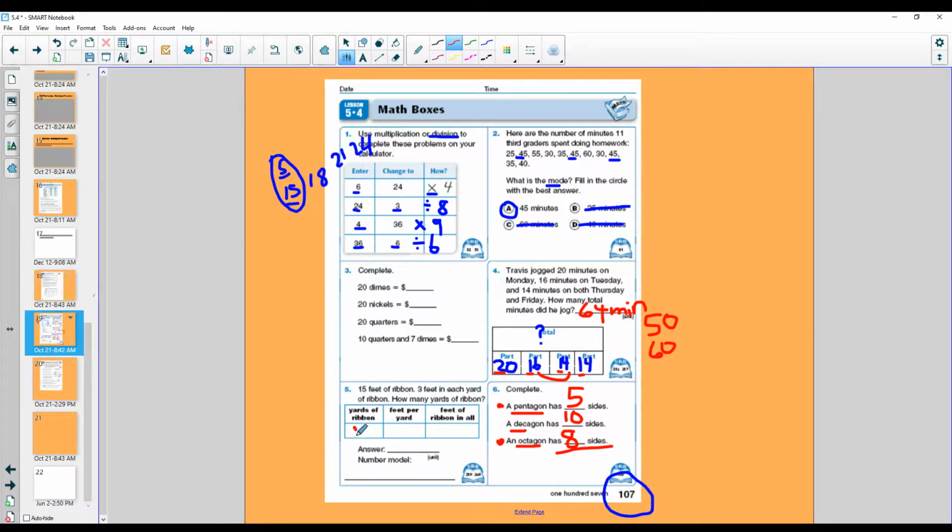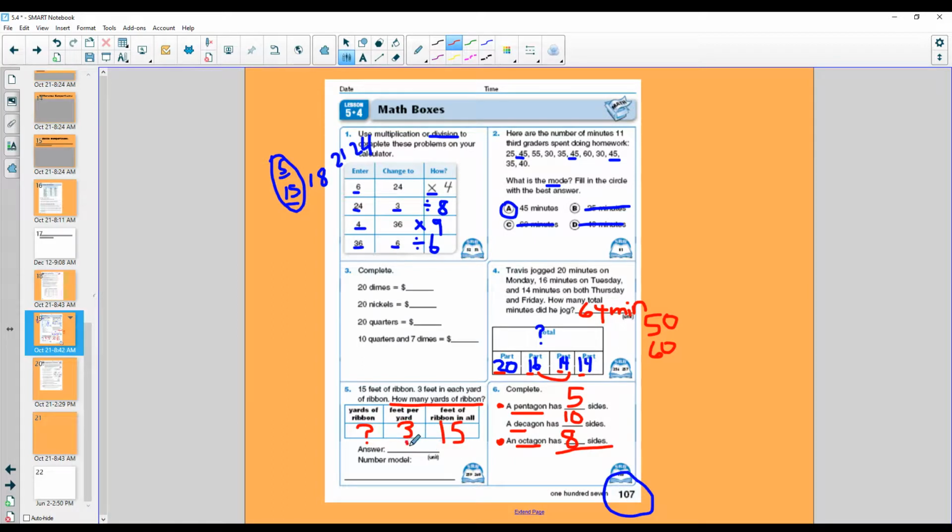15 feet of ribbon, 3 feet in each yard. How many yards of ribbon do you have? Okay, so 15 feet of ribbon, 3 feet in each yard. How many yards do you have? So I think I might have this mixed up. Let me go. We have 15 feet of ribbon in all. There. Now, look, I went back to the question. How many yards of ribbon? So that's where my question mark goes.